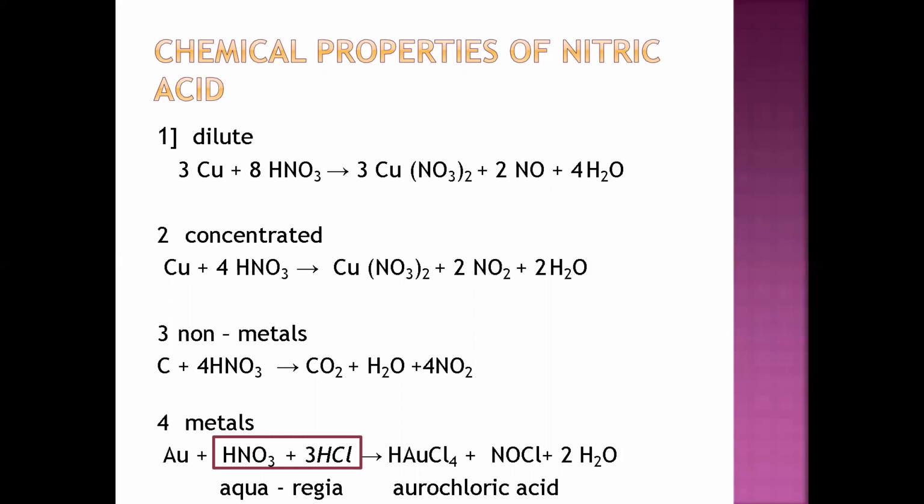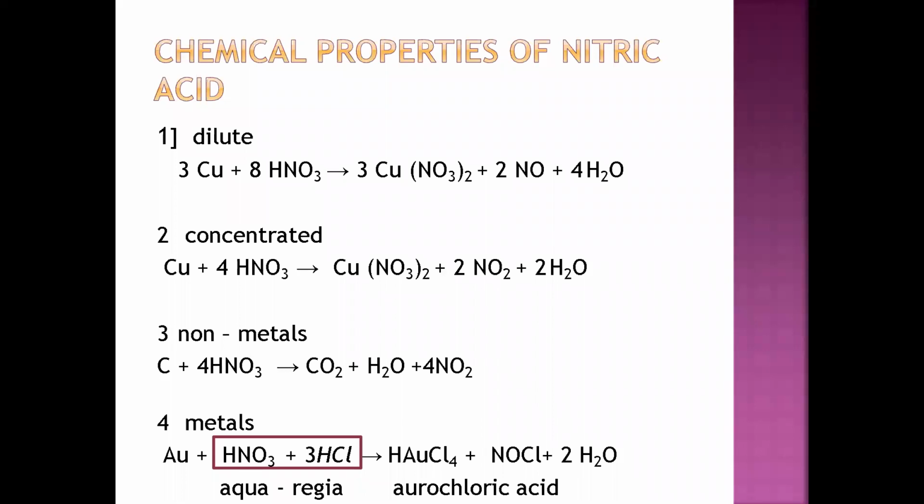Dilution means the substance with which we are reacting, your nitric acid, is in large amount as compared to the copper. So that is known as dilute. And concentrated means now we are reacting 1 mole of copper here with the nitric acid and we'll get the same compound. Let's just react it with the non-metals.